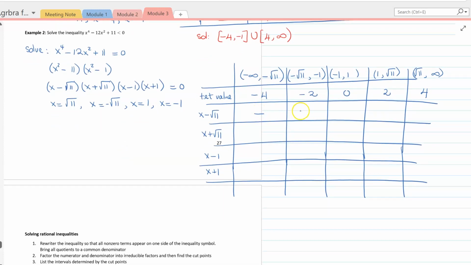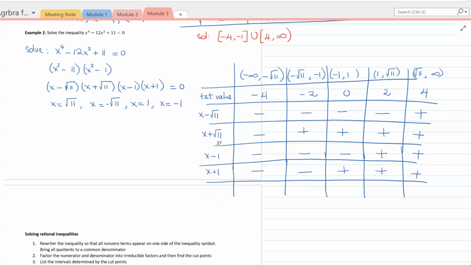It will be negative, negative, negative, negative, positive, negative, positive, positive, positive, positive, negative, negative, negative, positive, positive, negative, negative, positive, positive, and positive.